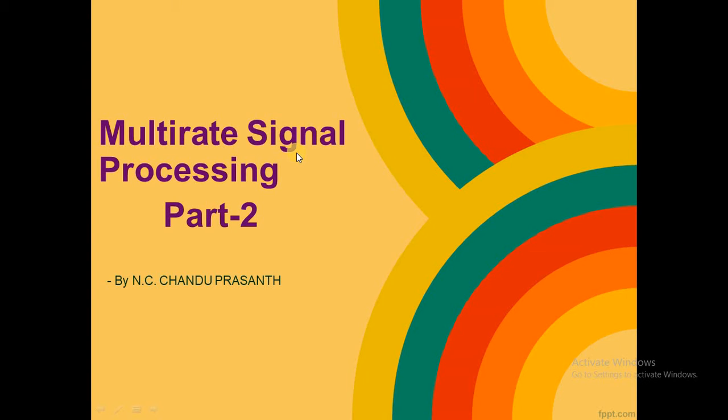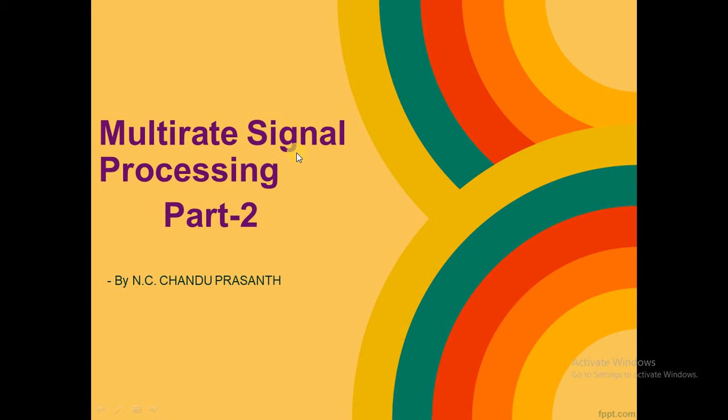Hello viewers, now we are entering into the second part of multi-rate signal processing, which is part and parcel of digital signal processing. I had already completed part 1 of multi-rate signal processing. In that part 1, I had discussed the introduction of multi-rate signal processing, what is meant by upsampler, what is meant by downsampler, what is the process of decimation, what is interpolation. All these I had already discussed in part 1.